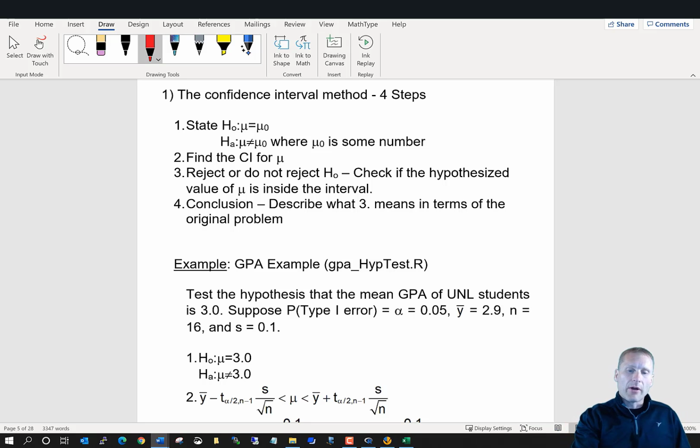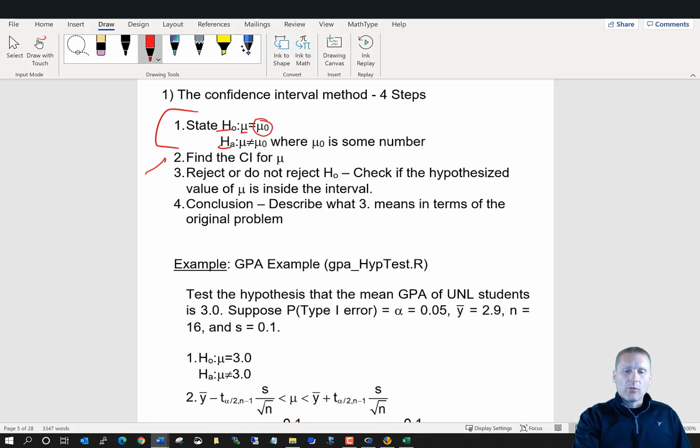Okay, so step 1, state your hypotheses. So the null hypothesis is mu is equal to some number. And as a way to make this very general, how about we just call it mu sub 0? The alternative hypothesis is the exact opposite. Mu does not equal mu 0.